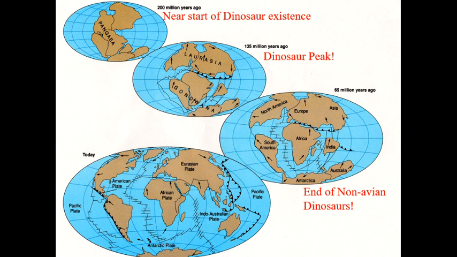So the globe that you're familiar with is down there at the bottom left today, and then those other globes are going back in time 65 million years, 135 million years, 200 million years ago. And you see there I've marked off the different stages in dinosaur evolution, from their beginning to their peak to the time of their end.